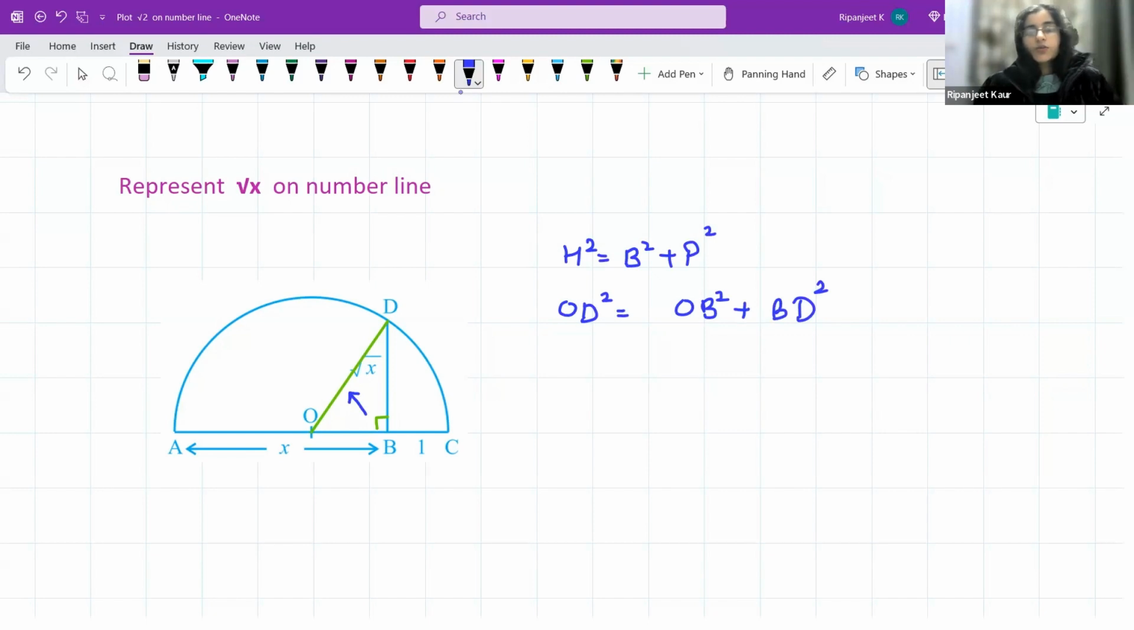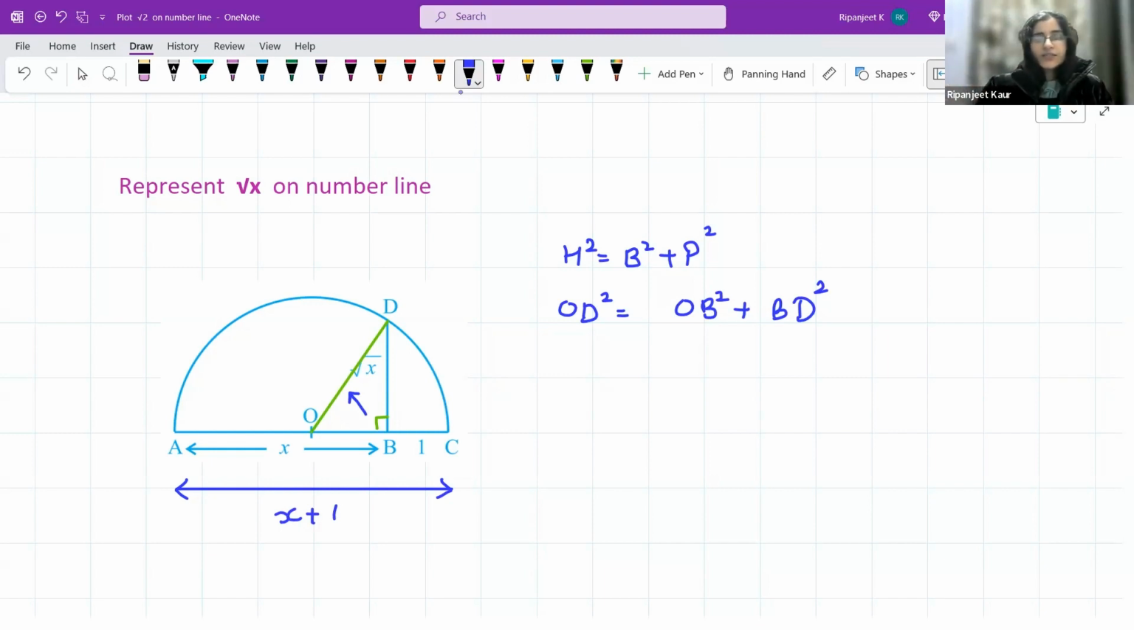Okay. So see here, this whole line from A till C. What is the length of A till C? AB was x, BC was 1. So AC is x plus 1, right? Okay. So what is OD? OD is the radius of this semicircle, right? The radius of this semicircle, and radius is half of this diameter.